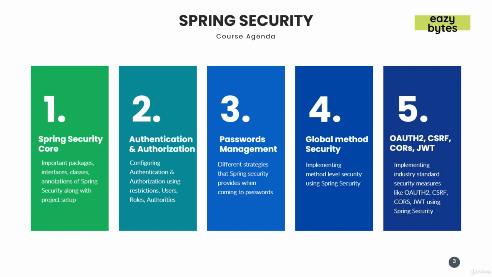them. We will be also looking at the global method security, which is a feature provided by Spring Security on how to apply security and authorization rules on top of your Java methods. And at last, we'll be covering the most common security hot topics like what is OAuth2, what is CSRF, CORS, what are JWT tokens. So all those industry standard vulnerabilities will be discussed throughout this entire course.